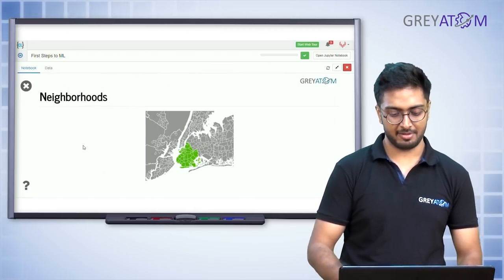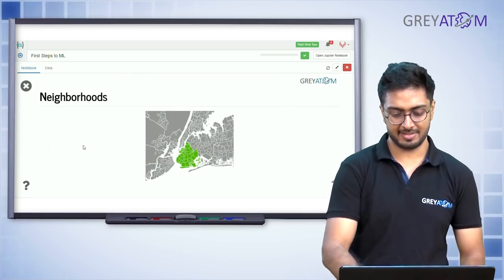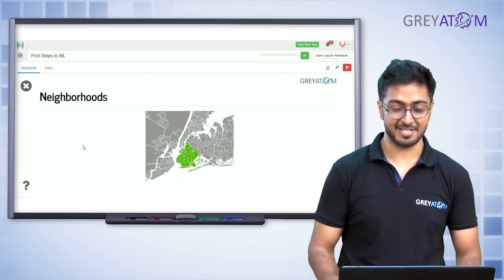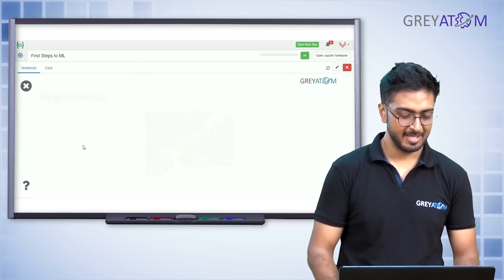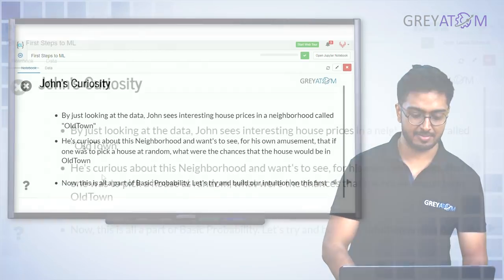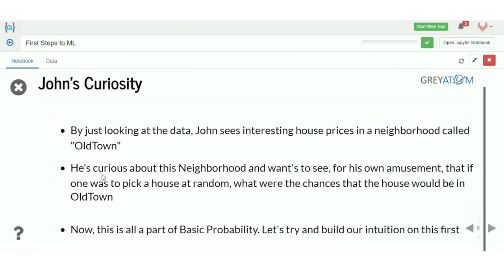So this is one of the neighborhoods. I don't know what this is called, but we can see from the map that it is adjacent to the sea. Now John is curious. By just looking at the data, John sees interesting house prices in a neighborhood called Old Town. So he's curious about this neighborhood and wants to see, for his own amusement, that if one was to pick a house at random, what were the chances that the house would be in Old Town?